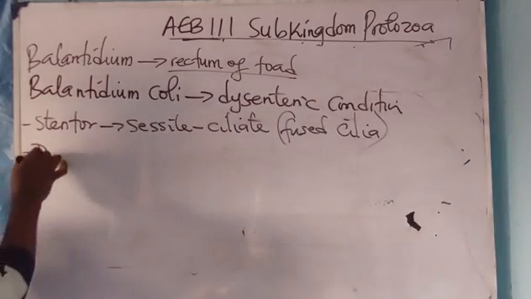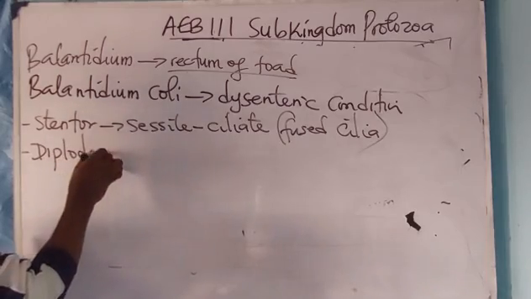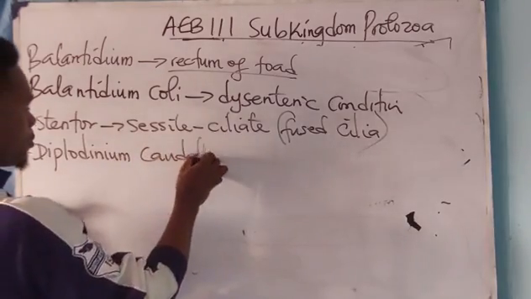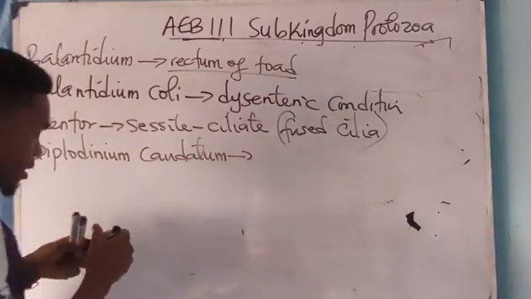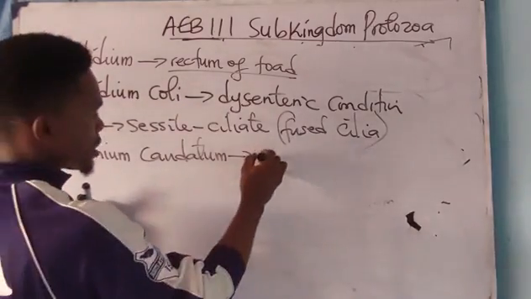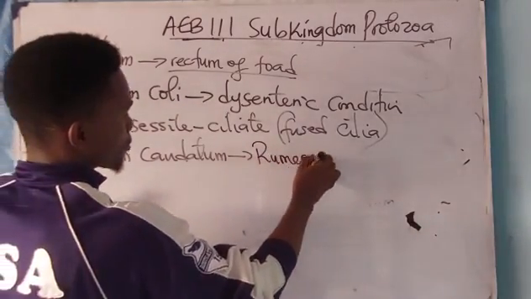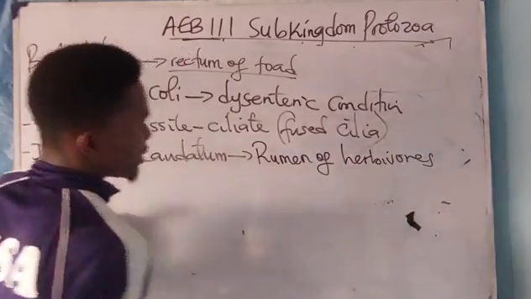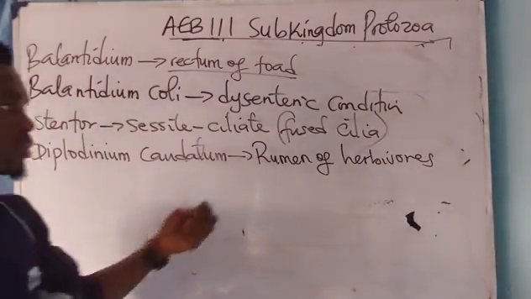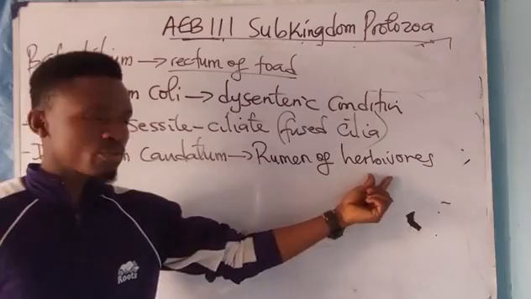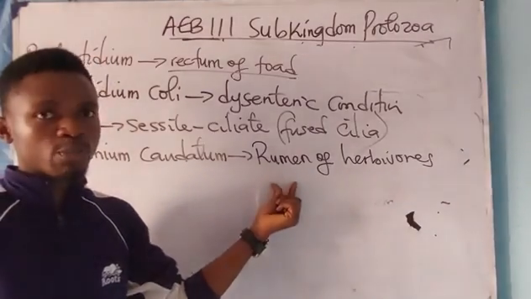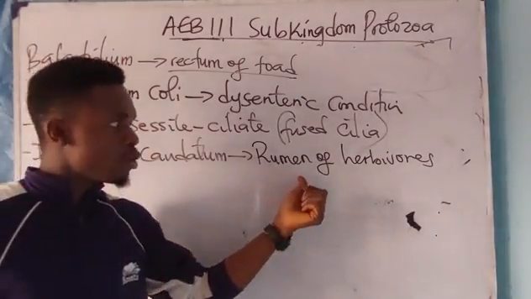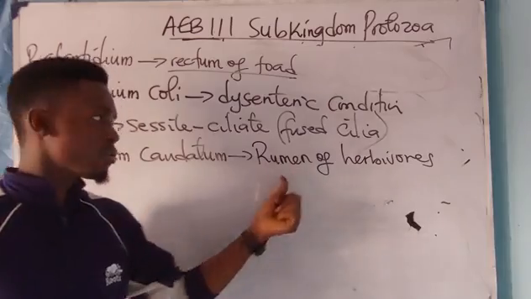You also have Diplodinium caudatum. All of these are ciliates, they have cilia. It occurs in the rumen of herbivores, as an endocommensal. We have the rumen, reticulum, omasum, and abomasum, but Diplodinium caudatum occurs in the rumen of herbivores. That is why you have cellulose. Take note of that.